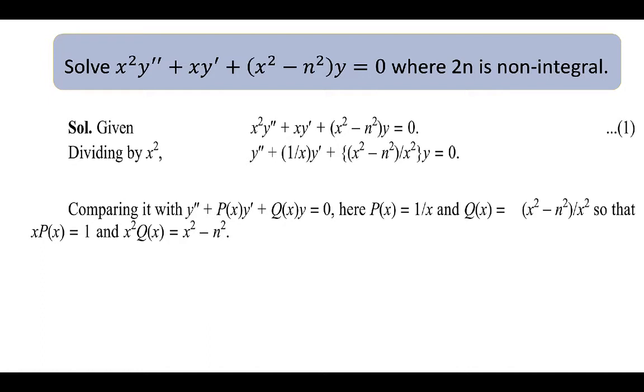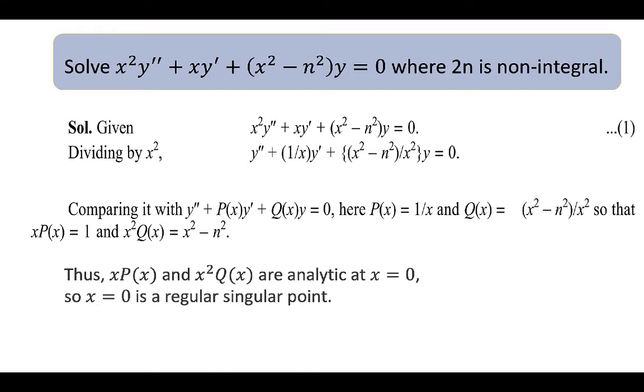Then p(x) and q(x) are not defined at x = 0. And x p(x) = 1 and x² q(x) = x² − n². Thus x p(x) and x² q(x) are analytic at x = 0. Hence, x = 0 is a regular singular point.